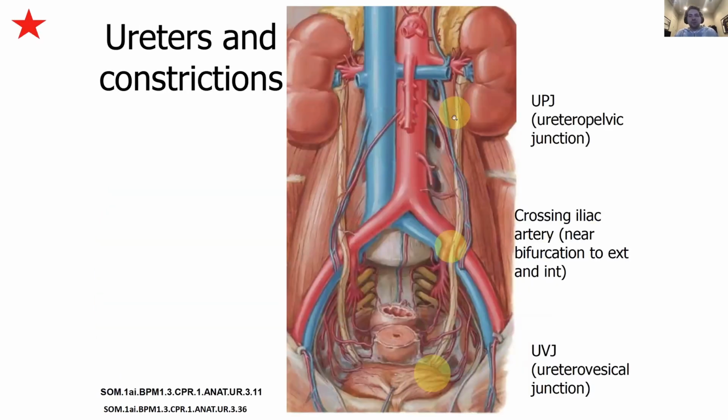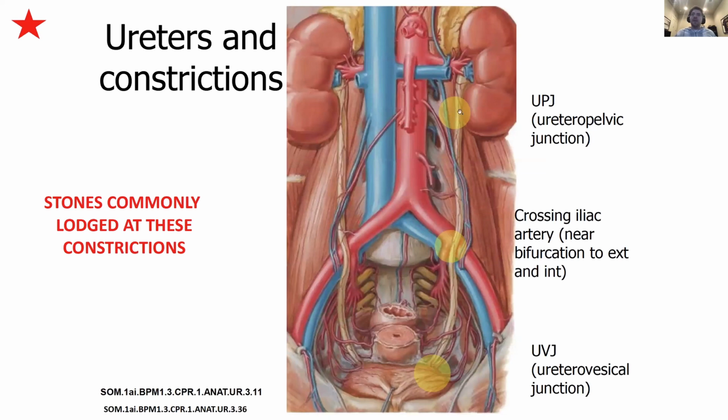Now, there are 3 constriction points you need to be aware of, and these correlate to where stones can develop. So obviously kidney stones are a big thing, and there are constriction points along the ureter where the stone can get lodged. So the first one is the ureteropelvic junction. It's right at the base of the kidney. There's a constriction point there. There's a constriction point where the ureter crosses over the iliac vessels. And there's a constriction point where the ureter enters the bladder, the ureterovesicular junction.